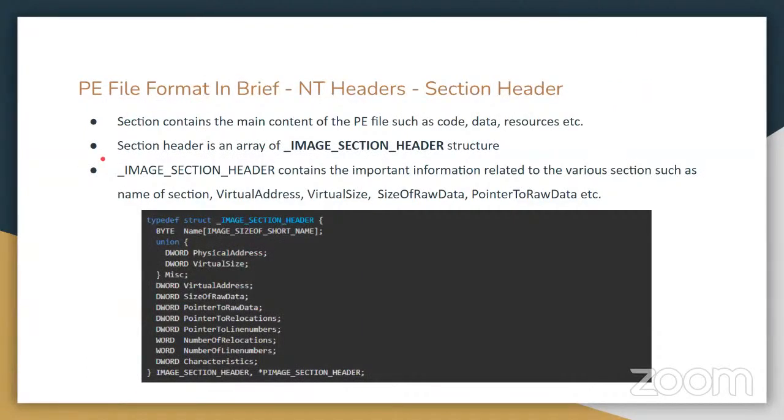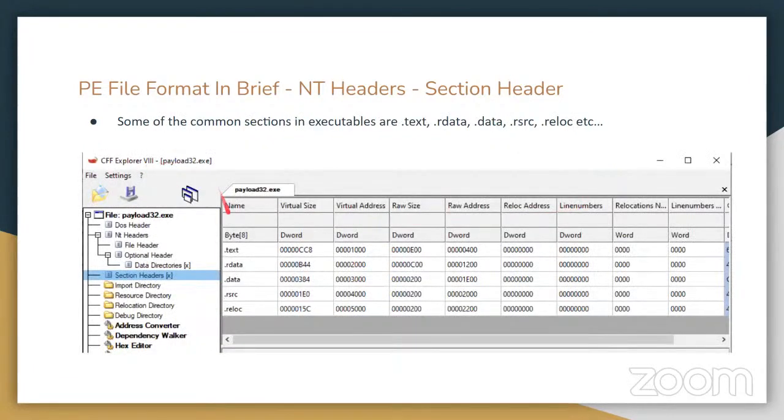The last header is the section header, which contains important information related to the sections, such as name of sections, virtual address, virtual size, size of raw data, pointer to raw data, etc. These are the common sections of executables: the text section, the data section, the resource section, and the relocation section.